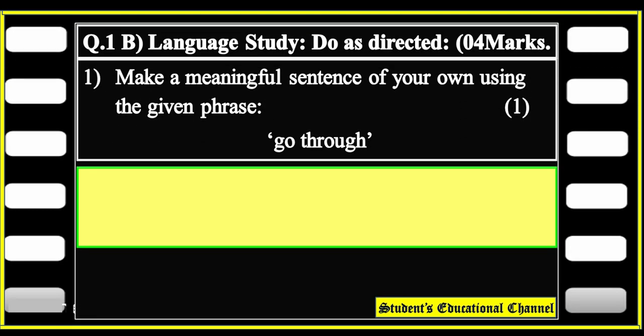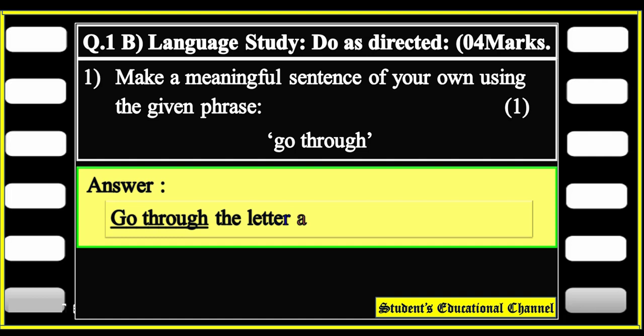Question 1b. Language Study. Do as directed, 4 marks. First, make a meaningful sentence of your own using the given phrase, 1 mark. Go through. Answer: Go through the letter and decide your opinion.